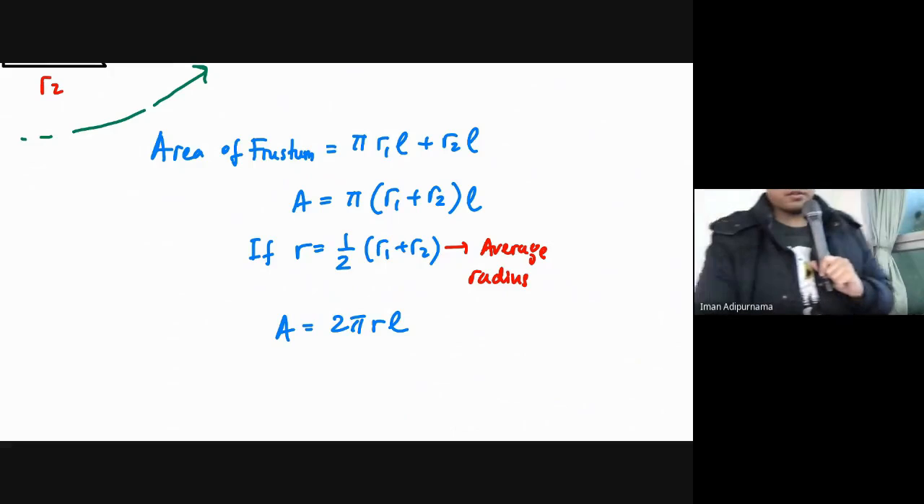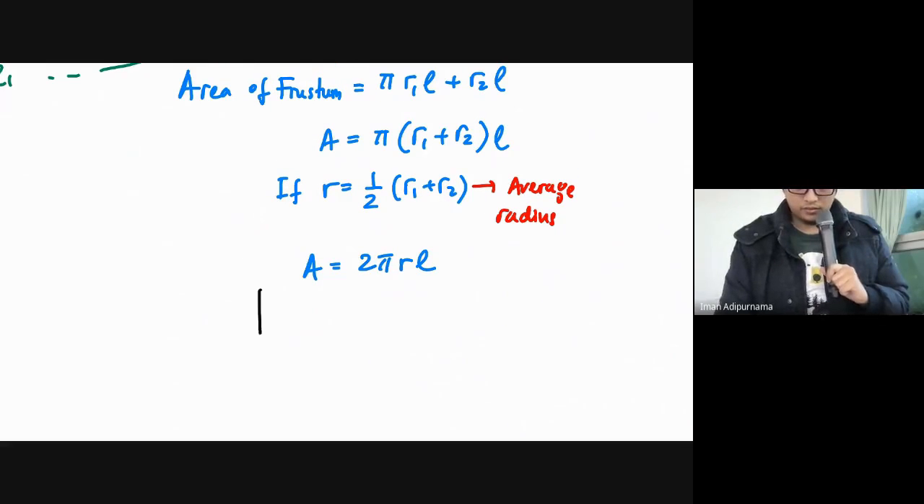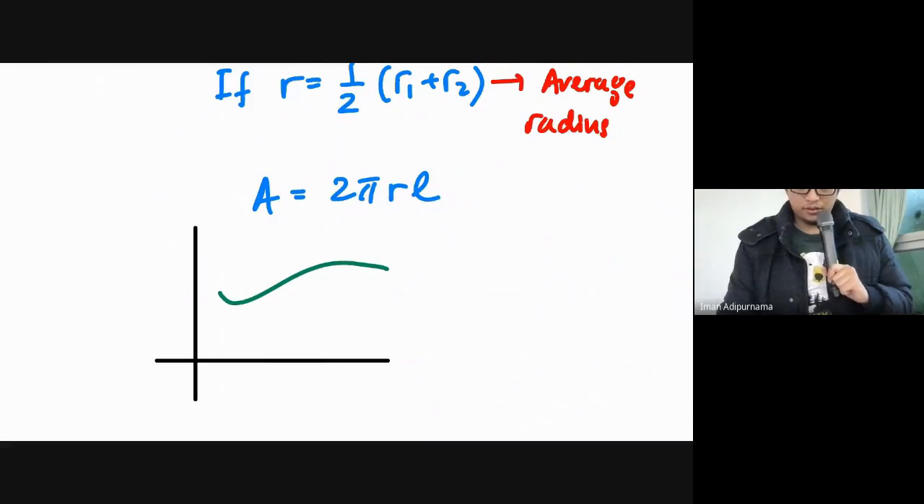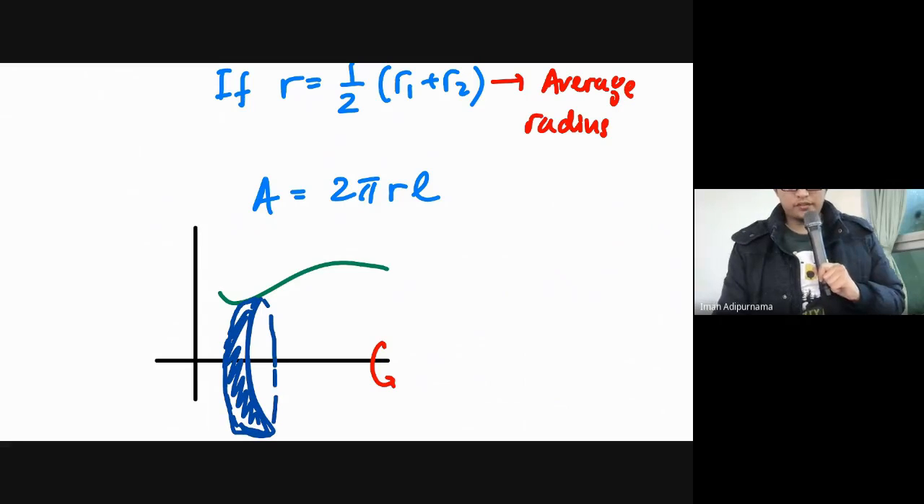So if I draw here, maybe like that, okay, and I want to rotate here. So it will be like that, right? So if I take a segment from here to here, we can see this is like a frustum.